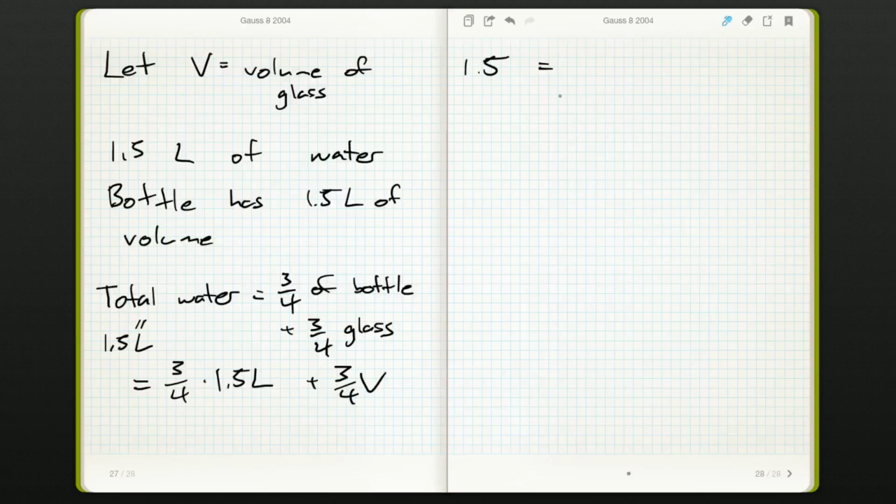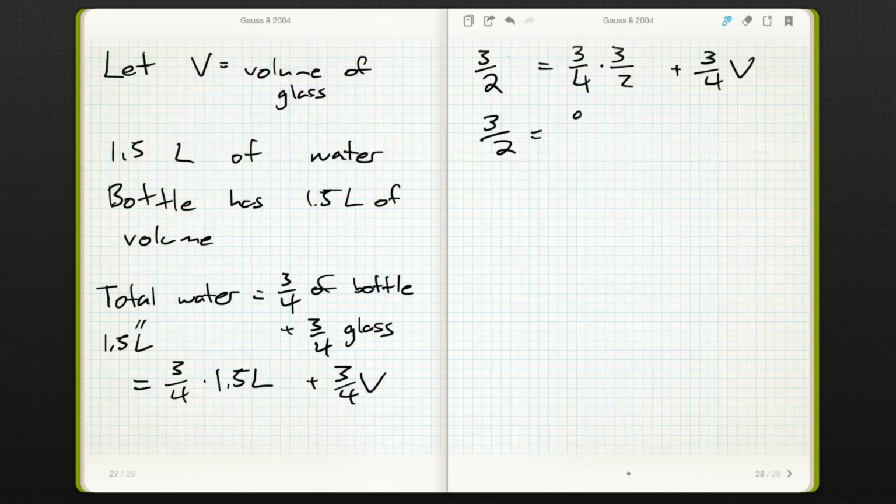Just grabbing my calculator. It's 1.125. I don't like that. I'm going to change 1.5 to 3/2. So that'll be 3/4 times 3/2 plus 3/4 V. So 3/4 times 3/2 is 9/8, plus 3/4 V.